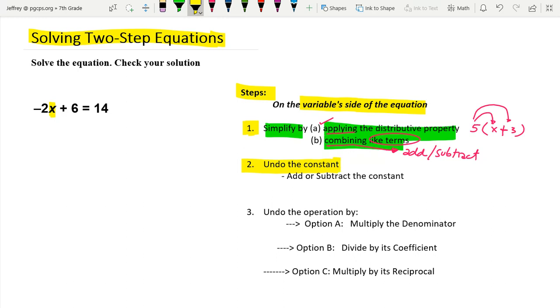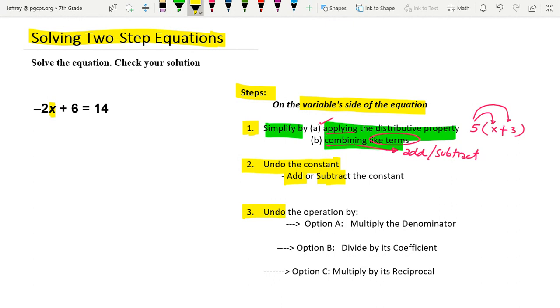Okay? Now, the second step is to undo the constant. So hopefully we know what the constant is. A constant is just a number without any variable attached to it. So we either add or subtract the constant. Undo means we use inverse operation. So if we see addition, we subtract. If we see subtraction, we add.